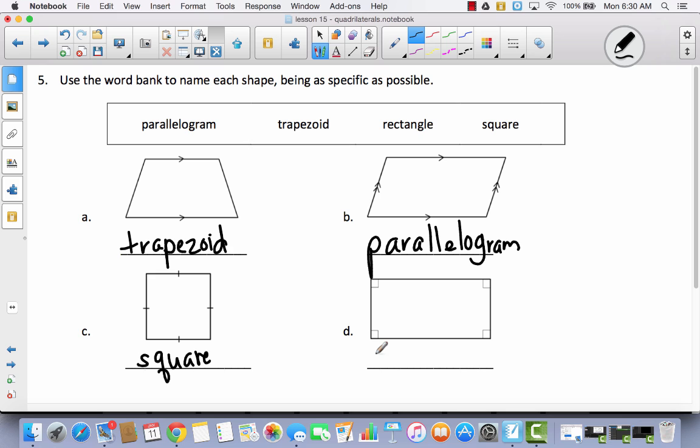Same thing for this shape. It's a trapezoid because it has one pair of parallel sides. It's a parallelogram because it has 2 pairs of parallel sides, but the most specific name for this shape is rectangle. Okay?